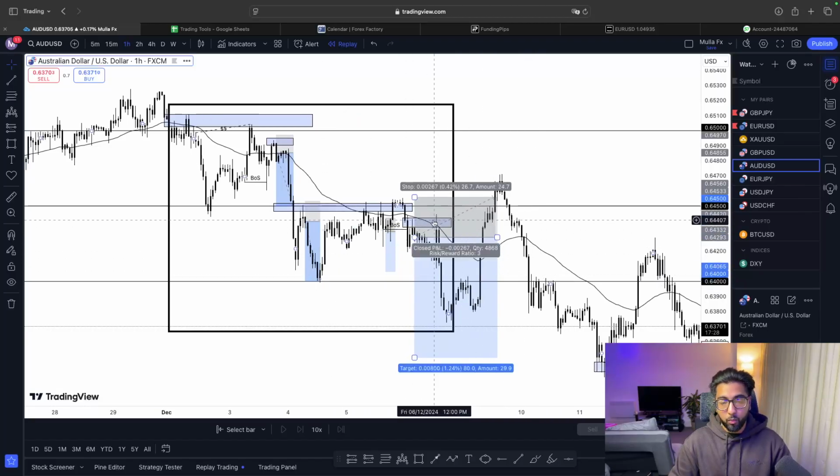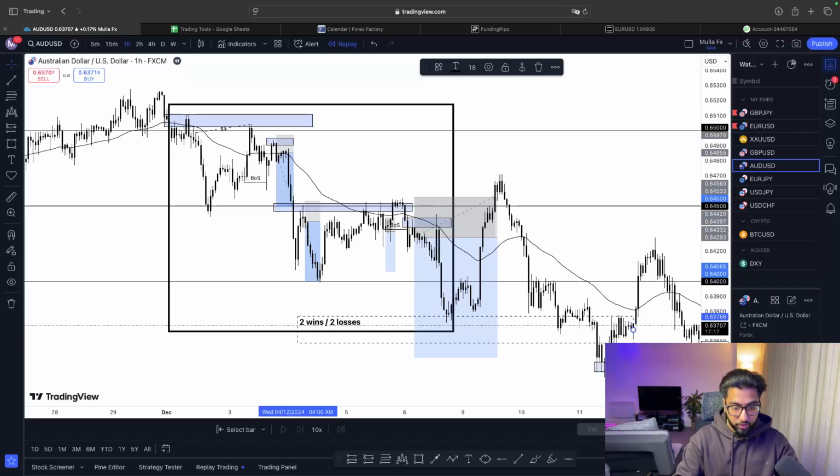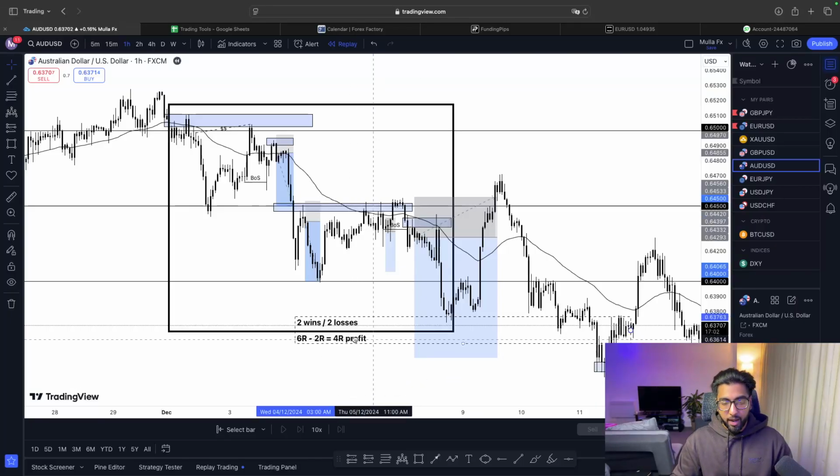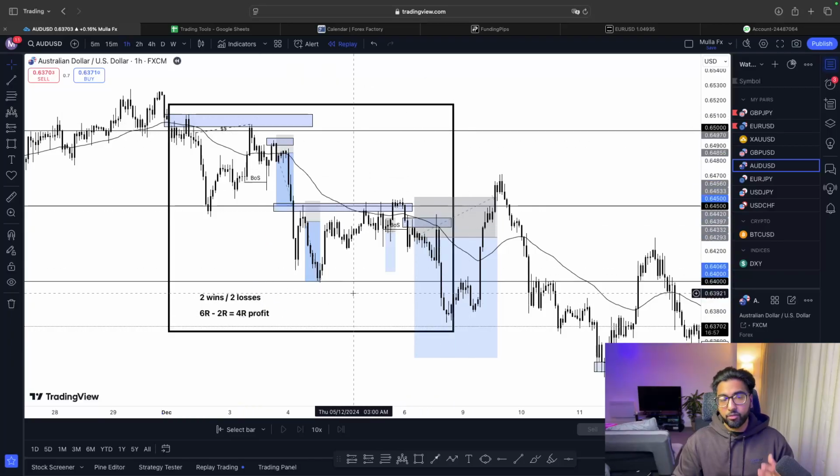So with this week, and I would like to write this down as well, we had 2 wins and 2 losses. Okay, and so 2 wins equals, I think it's 6R because it's 1 to 3. And 2 losses, so minus 2R equals 4R profit. So within this week and my analysis, I would be profitable.